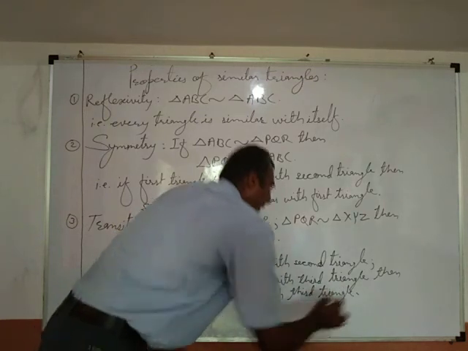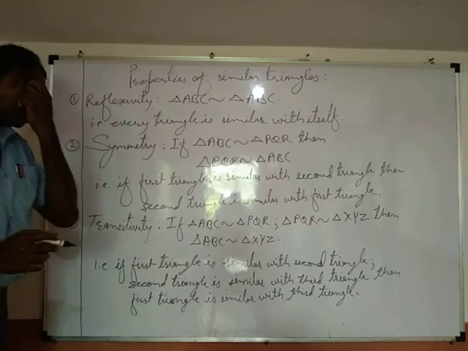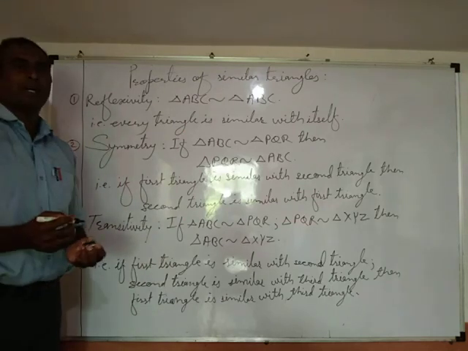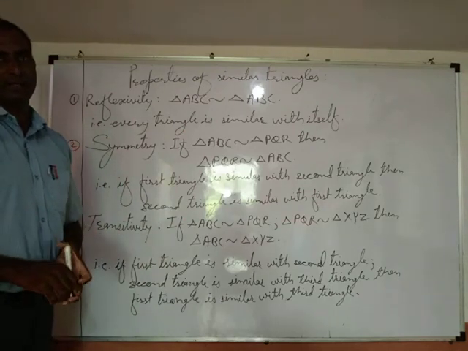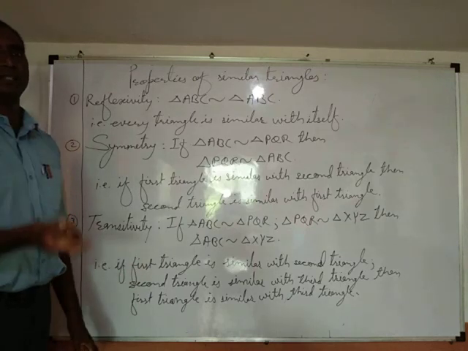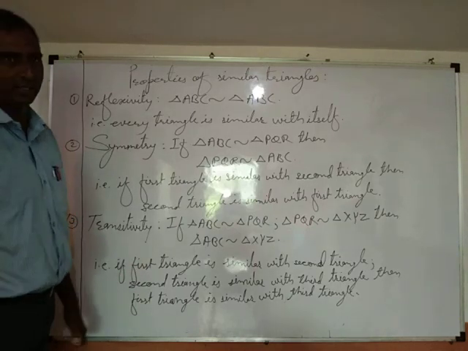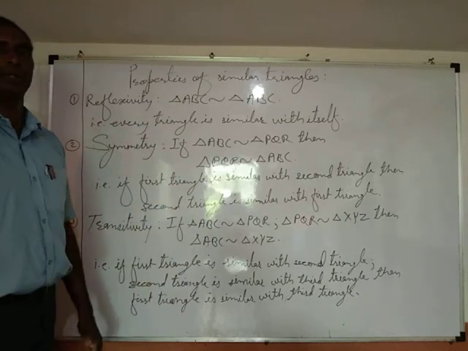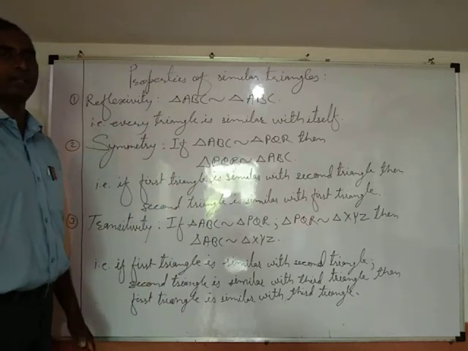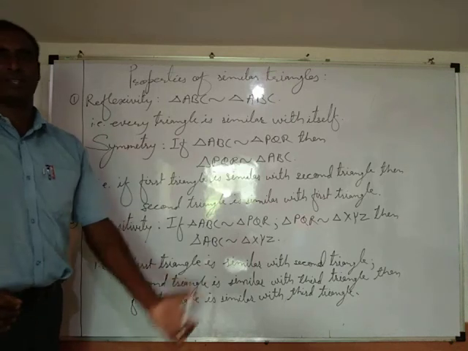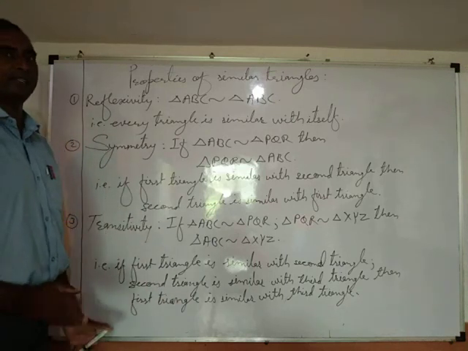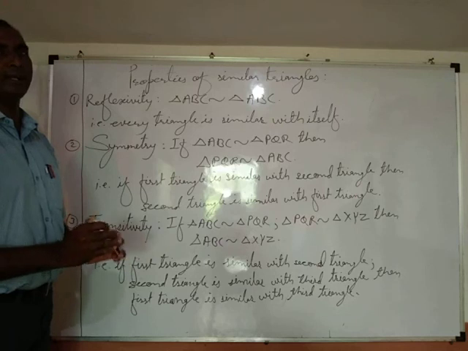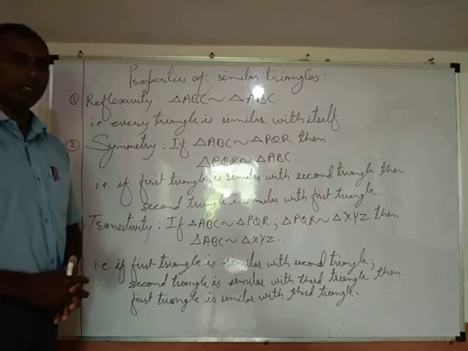Okay. Now this property of transitivity we may apply to n number of triangles. That is, first triangle is similar with second triangle is similar with third triangle is similar with fourth triangle, and so on up to n. Then at the end we may declare first triangle is similar with last triangle, or first triangle is similar with any intermediate triangle. Okay, thank you.